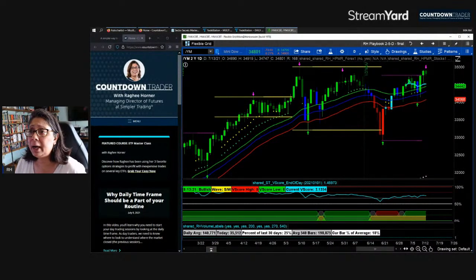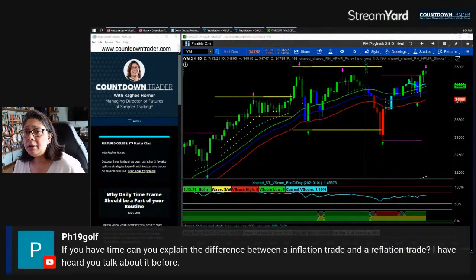So first up is, can I explain the difference between inflation and reflation? It's almost the same thing. Reflation, inflation, it's the same thing. Reflation is the increase of inflation after inflation was moving lower. So reflation is a little bit more indicative of the downtrend in inflation and then the uptrend in inflation. So it's the same thing.